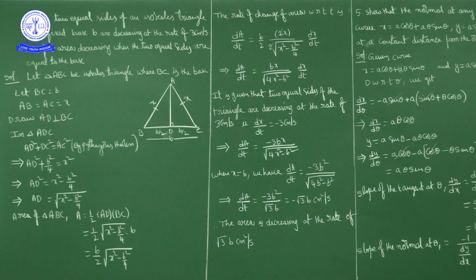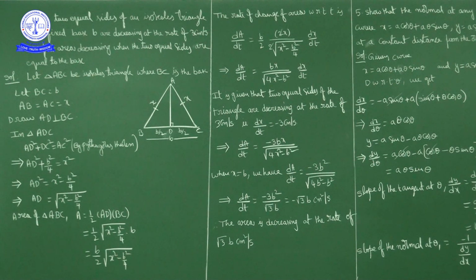So what is given? Two equal sides of an isosceles triangle are decreasing at the rate of 3 cm per second. So equal sides decreasing at the rate of 3 cm per second means dx by dt is equal to minus 3 cm per second.